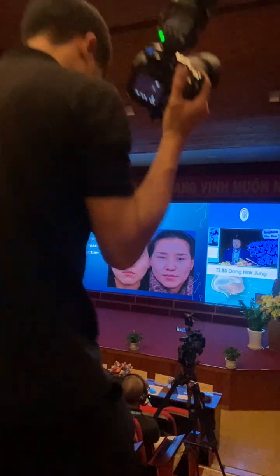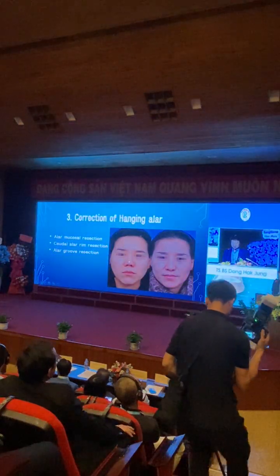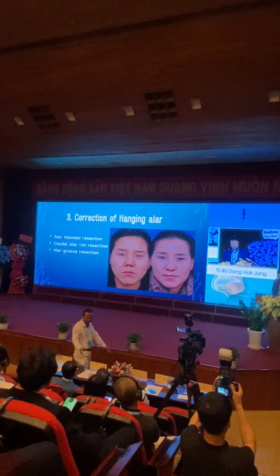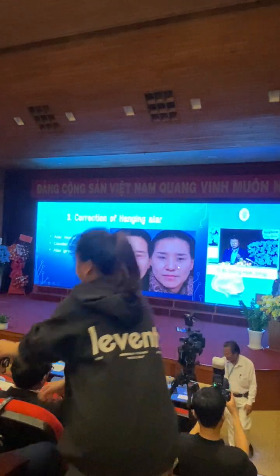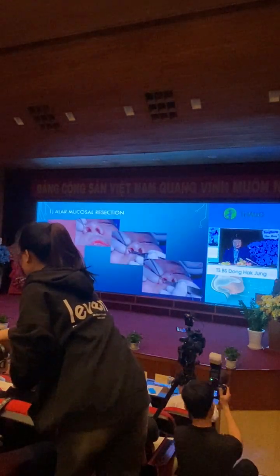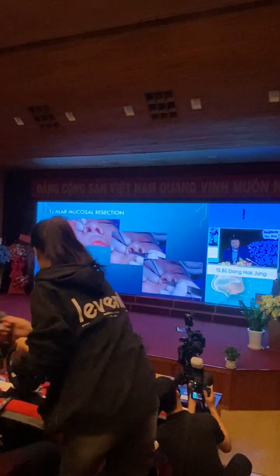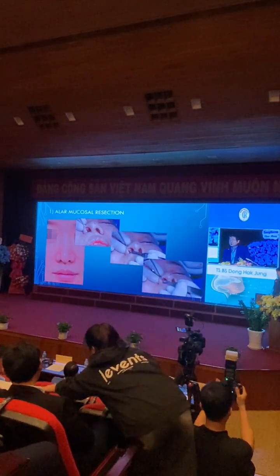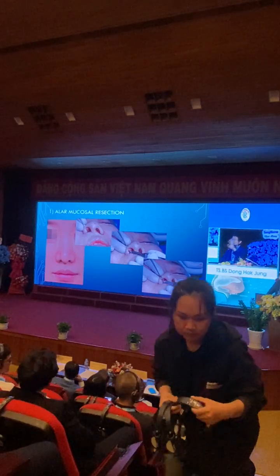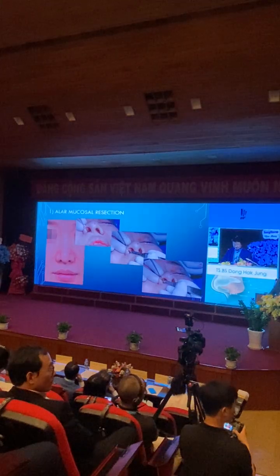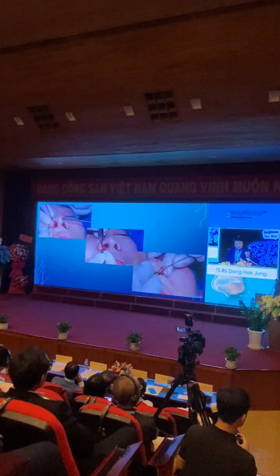In case of retracted columella, you should make the columella longer. After the columella is longer, it should look normal. Then you have to see and choose correctly. Anyway, you can use the ala mucosal resection here. Just mucosal resection and stitch. But this technique is not much effective, almost no effect. But anyway, maybe a small effect.